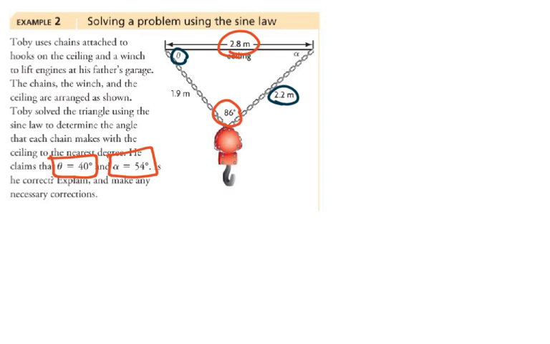We've got to label this triangle. And again, A's, B's, and C's don't matter. I'm just going to pick that angle 86 is angle A, which means that the 2.8 meters is going to have to be side A. Theta, that can be B, which means the 2.2 meter side is going to have to be side B.